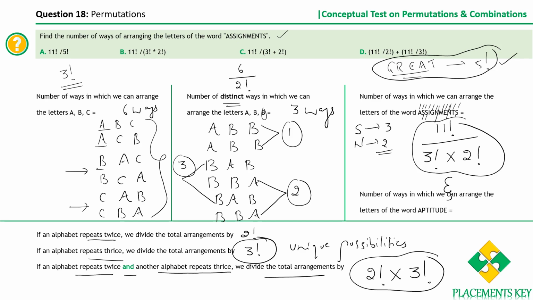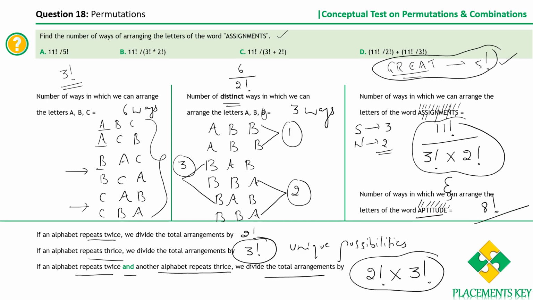One more example. In how many ways can we arrange the letters of the word aptitude? What is the first step? You'll have to first count the total number of alphabets: 1, 2, 3, 4, 5, 6, 7 and 8. So first we'll write 8 factorial, and to eliminate the same combinations we'll divide by what?